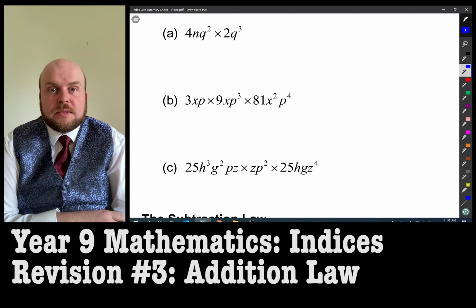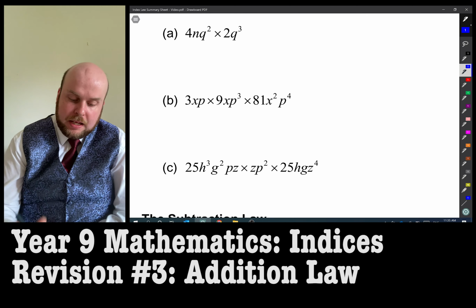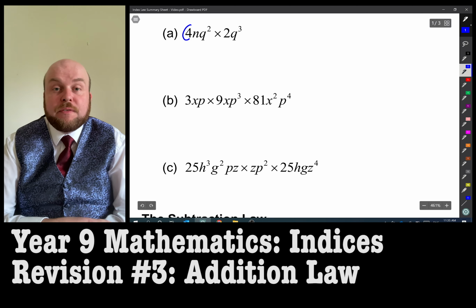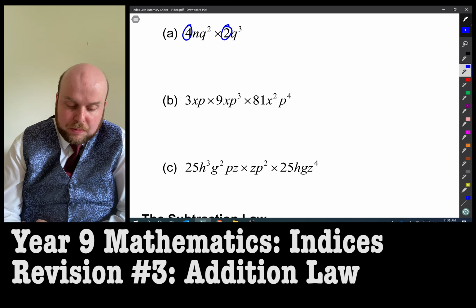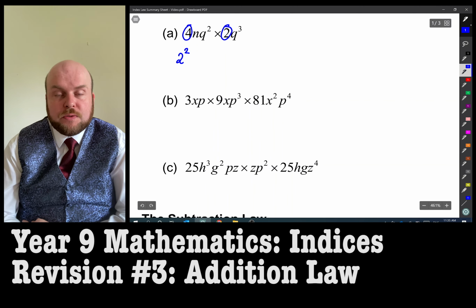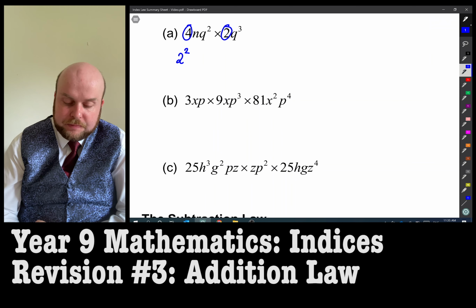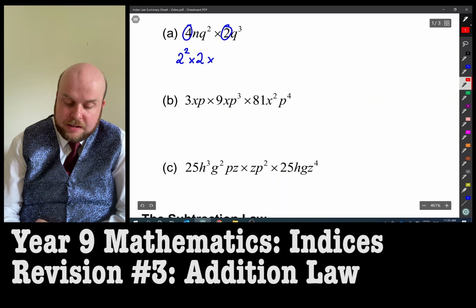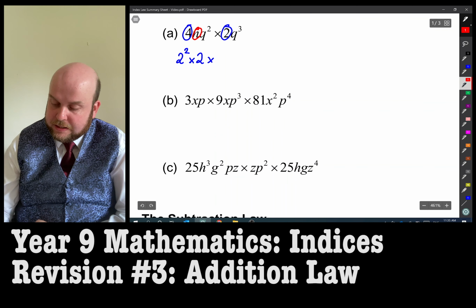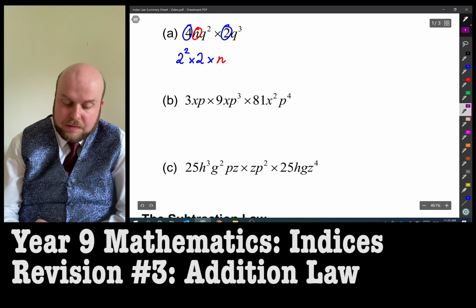One of my strategies for this would be to use some different colors and to multiply each component at a time. Start with the numbers, then start with each of the same letters. We have a 4 and we have a 2 here. This 4 is the same as saying 2 squared, because 2 times 2 is 4, times another 2. Then we have this n. There's no other n's, so that n can stay there. And then we've got this q squared and this q cubed.